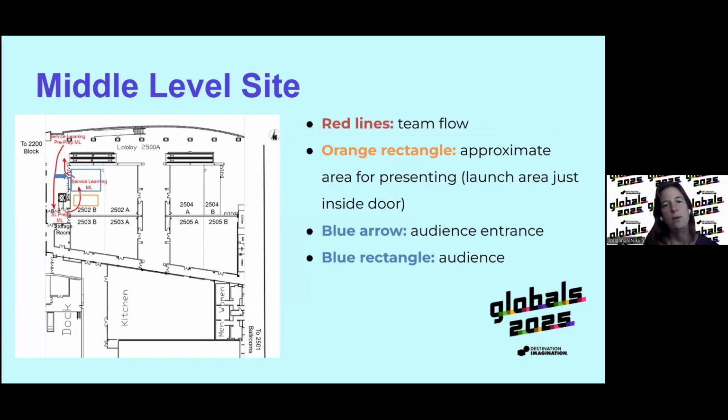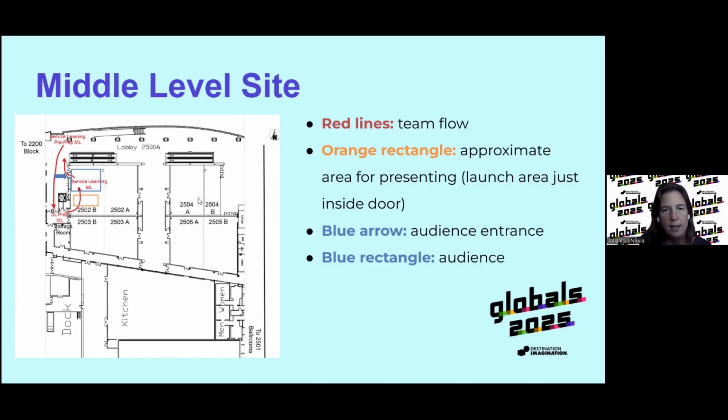So on the screen now is the site flow diagram for the middle level service learning site. I'm going to talk through this one, and then we'll talk through the other site. This is going to be in 2502B. So in red on this diagram, there's information about the flow that teams will follow from pre-prep in the lobby, then to prep down near the back entrance to 2502B, and then going through a door to get to the launch area and presentation site, and then exiting back out into the hallway.